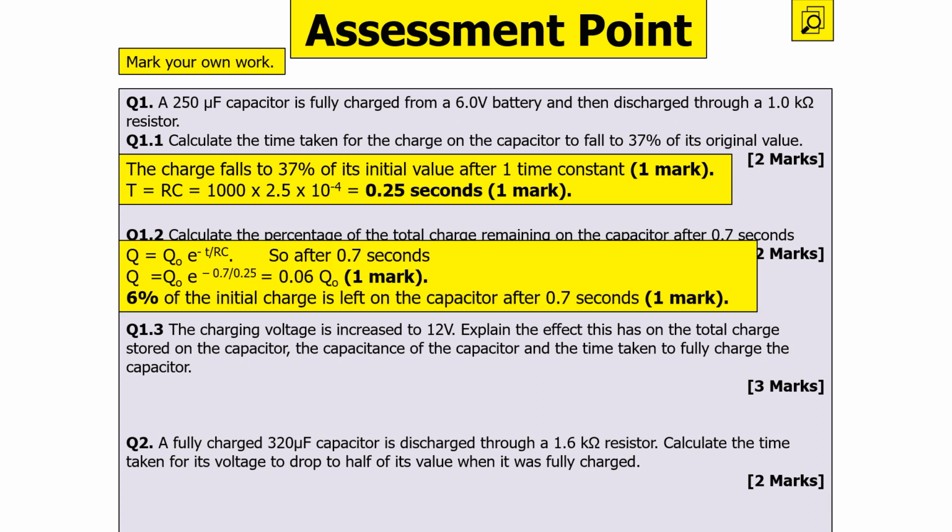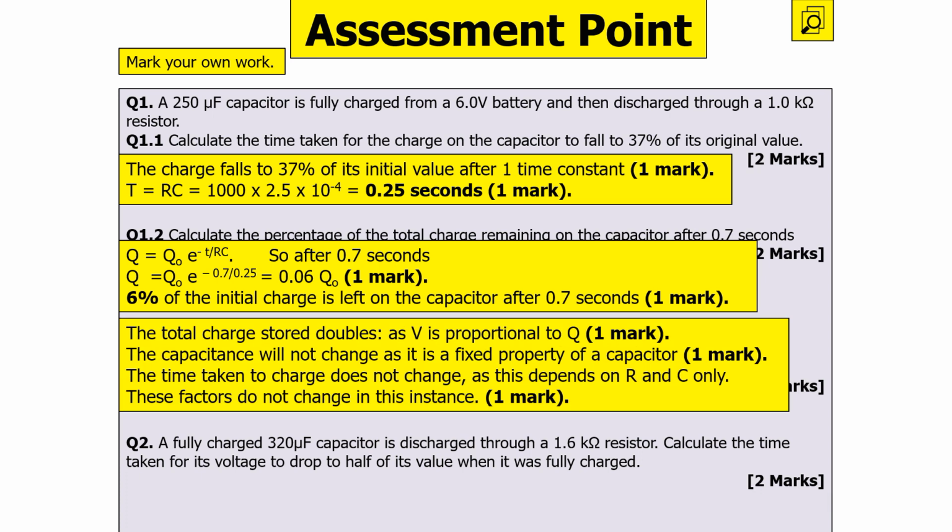This next question, we can say Q equals Q0 e to the minus t over RC. We're working out our percentage, so we're basically going to find Q over Q0. We know RC, because we've just worked it through to be 0.25 seconds. We know t to be 0.7 seconds. Pop in all the values, work out Q over Q0, so we get it to be 0.06, so therefore 6% of the initial charge left on here.